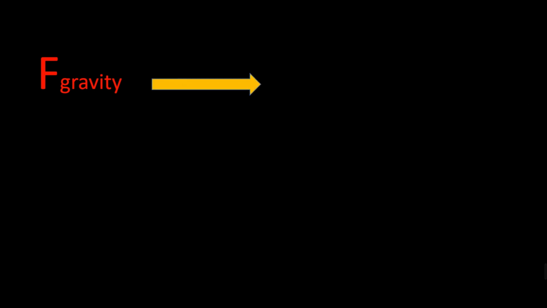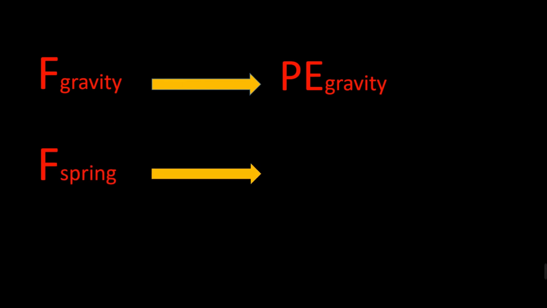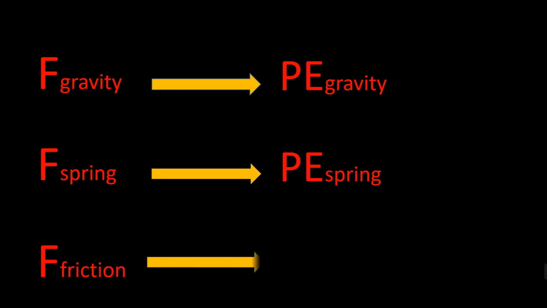It's useful to know that for a conservative force you can define a potential energy. That's why conservative forces like gravity and spring force have potential energy associated with them. Non-conservative forces like friction do not have potential energy associated with them. Hope it's clear. Thank you.